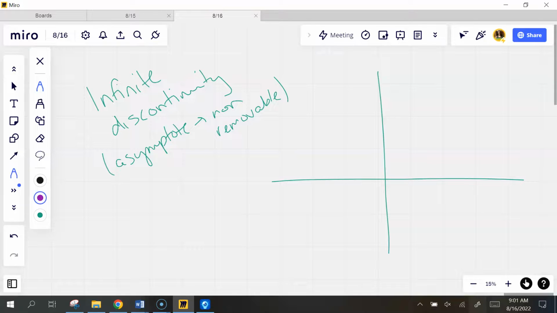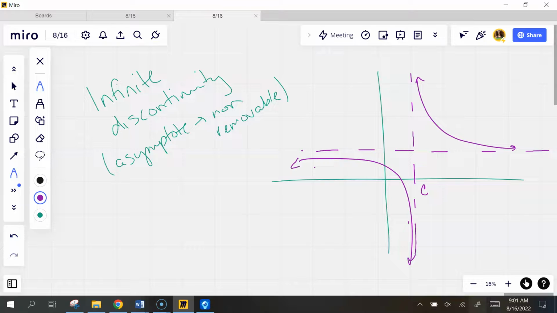Let's just use random variables because that's the way they do in your book. We'll call this C. Are we going too fast?